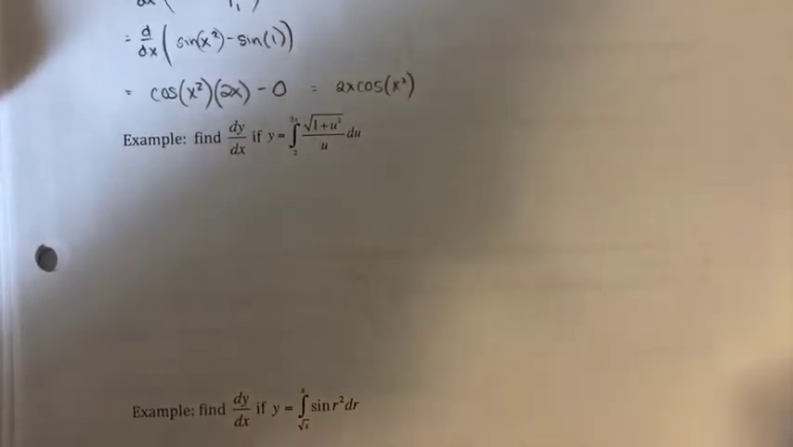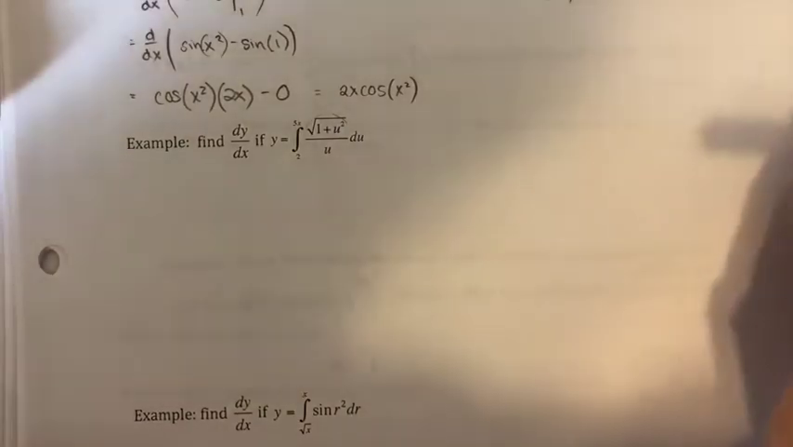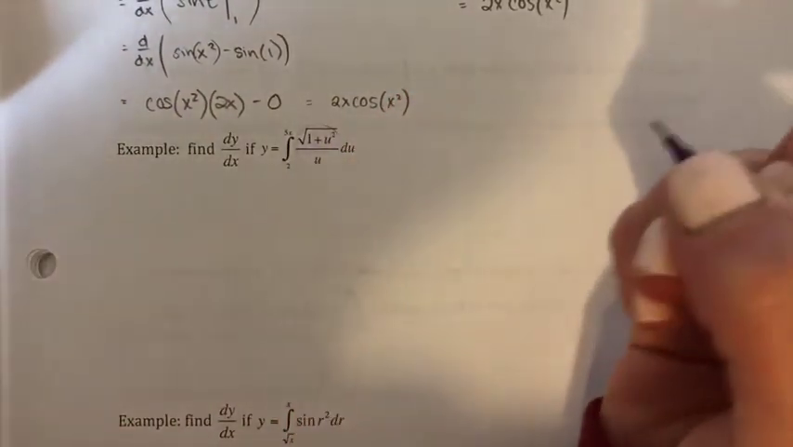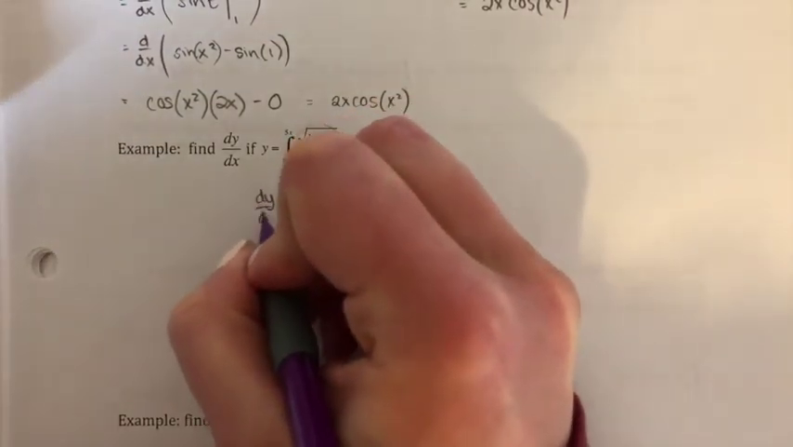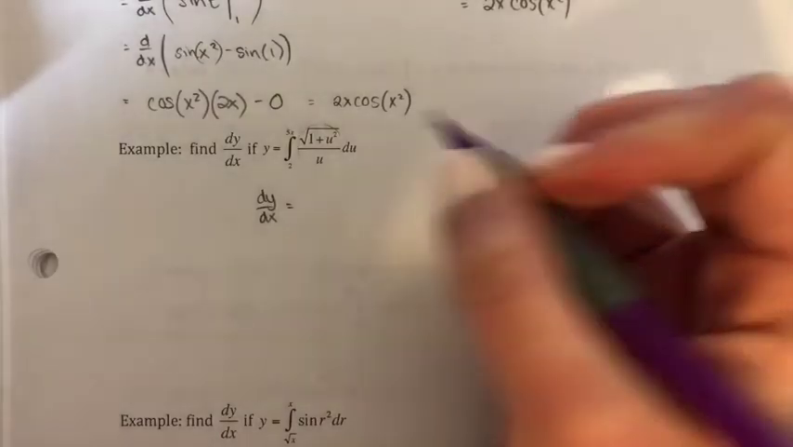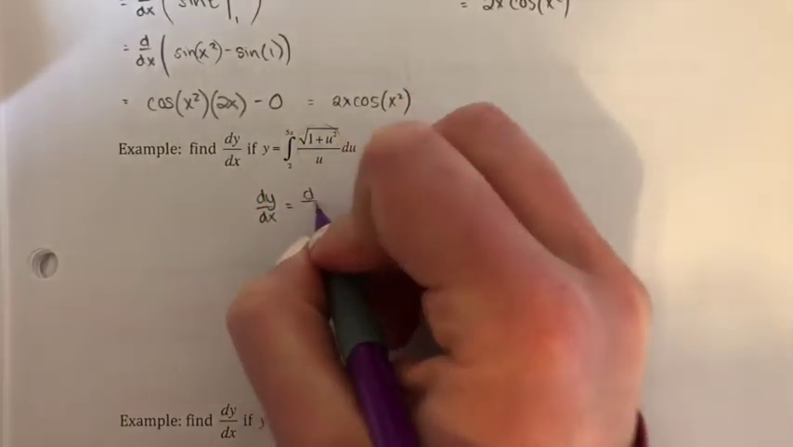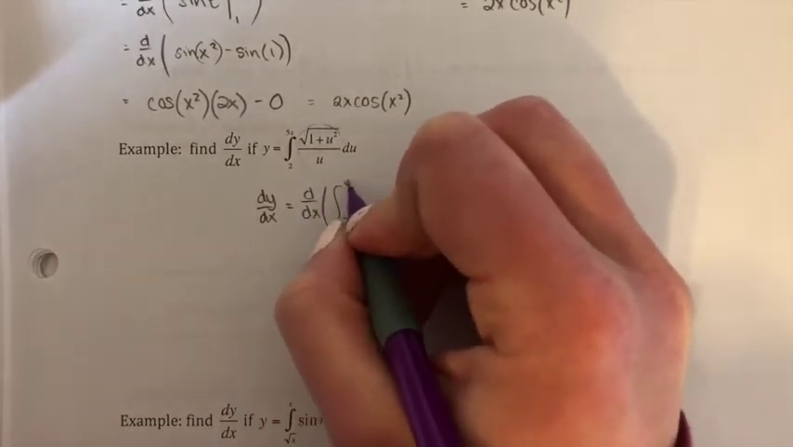Okay, so this time, instead of doing it both ways, because this is a really difficult antiderivative, I don't want to do that. That sounds awful. So we're going to just do it using the fundamental theorem with the chain rule. So dy/dx is going to be equal to, so we're doing the derivative of this whole thing. So d/dx of this whole thing.